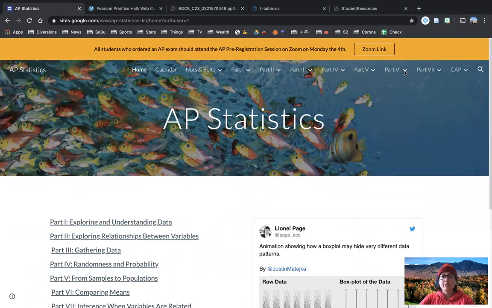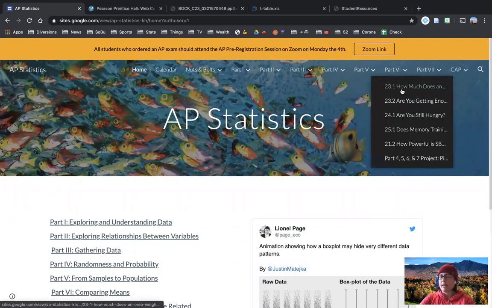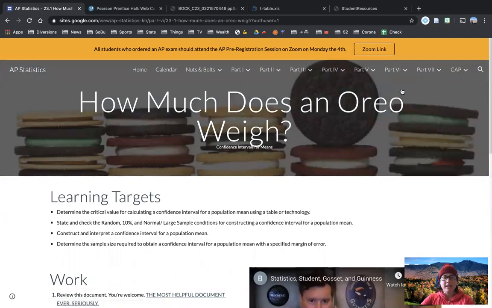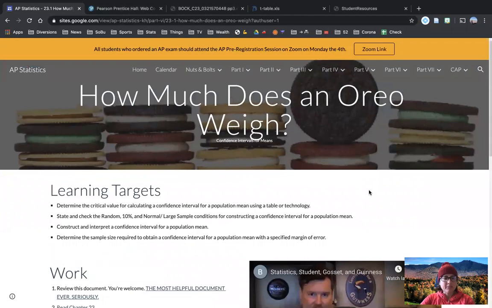For this week's stuff, we are in part 6, which is exciting because that is the very last section that we need to cover before the AP exam. And today we are going to look at how to make a confidence interval for means. We've done this before, but we're going to get into something a little bit different today.